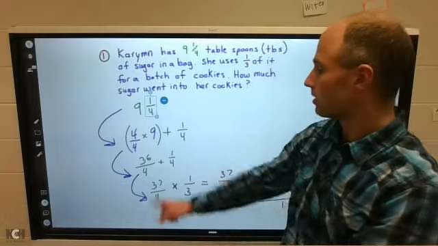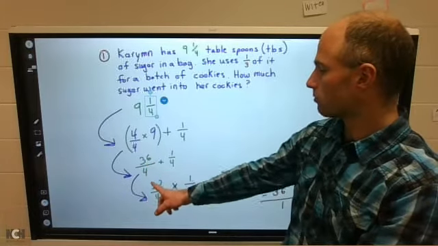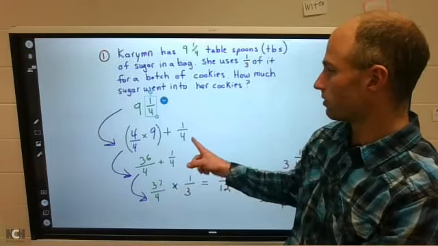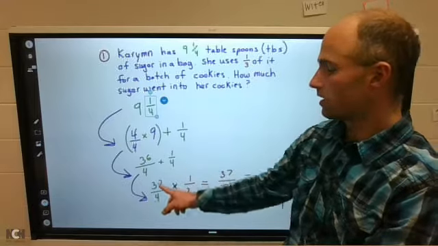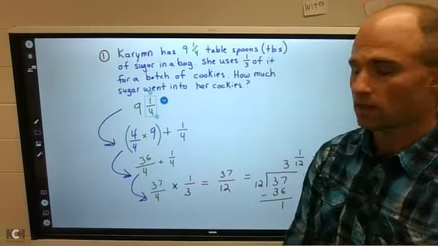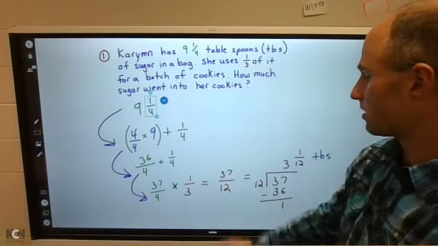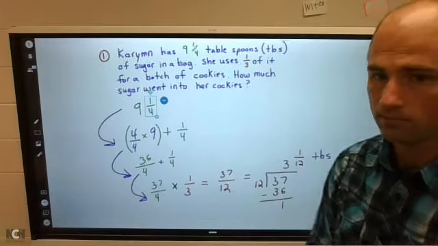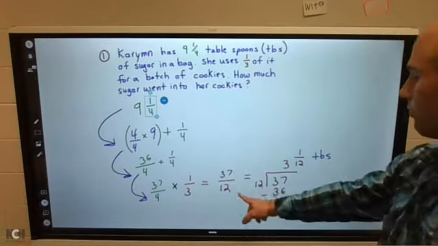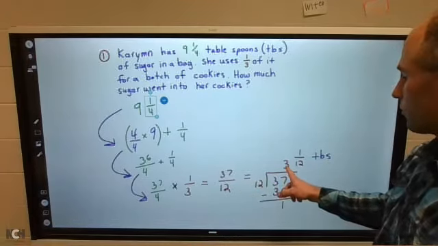Okay. 36/4, I'll add that to 1/4 and then get 37/4, times 1/3 gives you 37/12. 12 will go into 37 3 times.